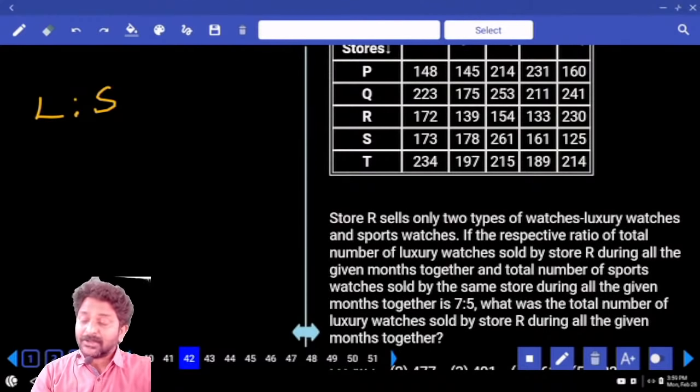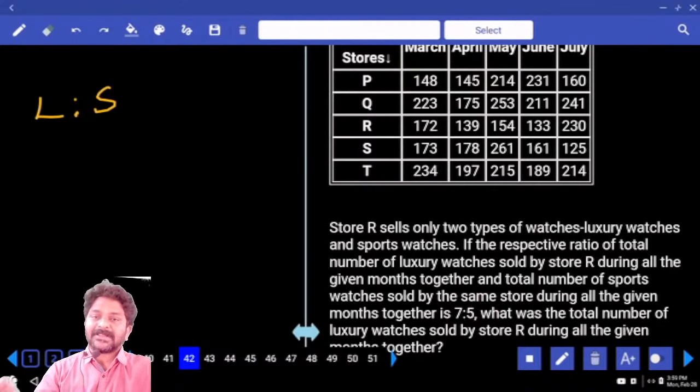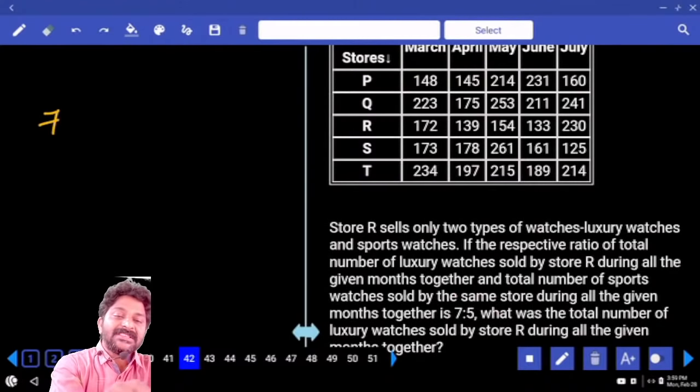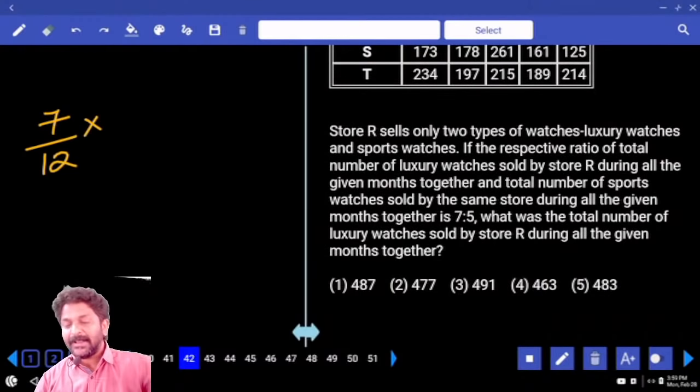See, the luxury to sports watches ratio. What is the given ratio? That means how many parts are there? 12 parts are there. Out of 12 parts, how many are luxury? 7. So that means 7 out of 12 only? Yes. Right. This is what we have to calculate.